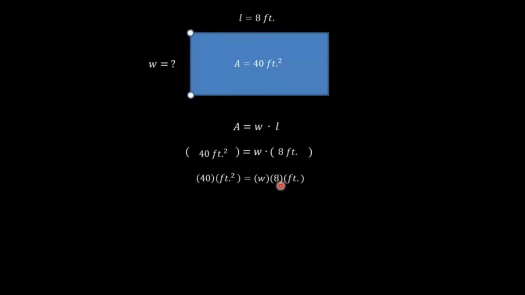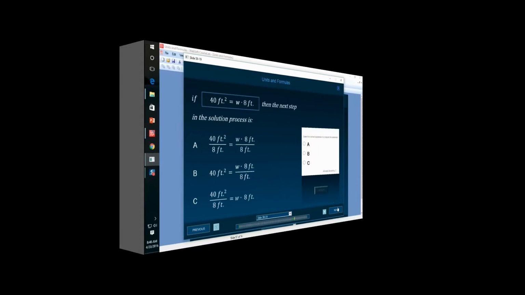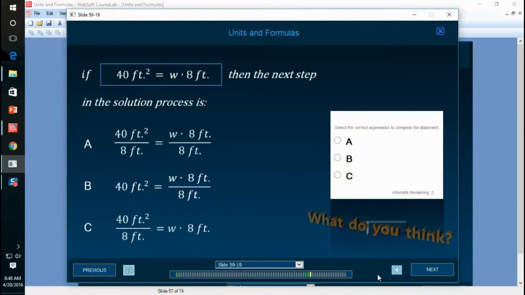So since 8 feet is multiplying times W, we're going to divide that side of the equation by 8 feet. And we need to do the same thing to the other side of the equation. So rewriting, we're dividing the right-hand side of the equation by 8 feet, and we have to divide the left-hand side of the equation by 8 feet as well. If 40 square feet equals W times 8 feet, then the next step in the solution process is which of the following? Very nice. The next step is to divide both sides by 8 feet.